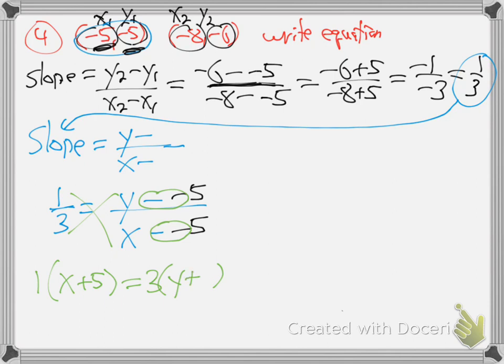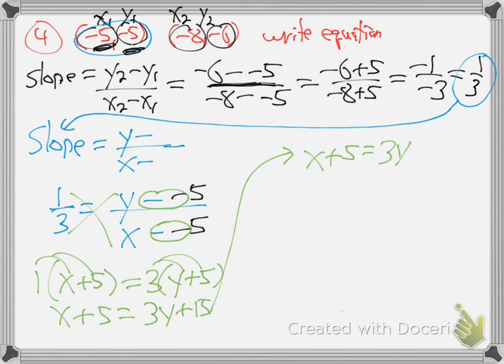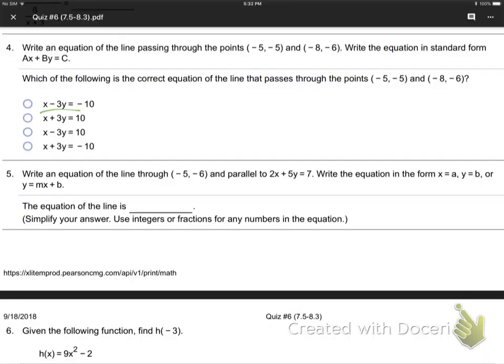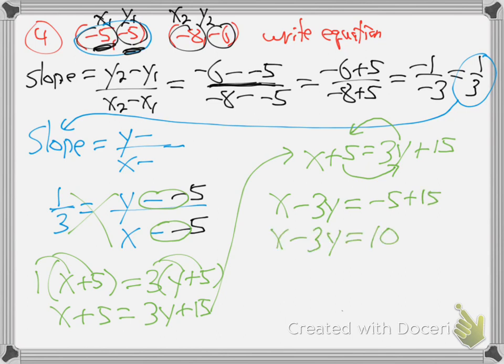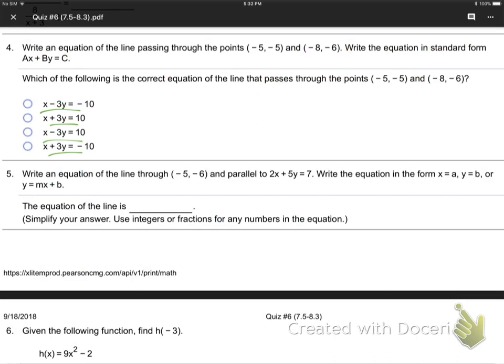So, distribute x plus 5, distribute 3y plus 15, bring it up. X plus 5 is 3y plus 15. Now, what form do they want the answer in? Let's look back at number 4. Look, they want x's and then y's and then numbers. So I'm going to bring this y this way and this number that way. So that'll be x minus 3y, right? When things jump to the other side of the equal sign, they switch signs, is negative 5 plus 15. X minus 3y is 10. X minus 3y is 10. There it is. We got it.